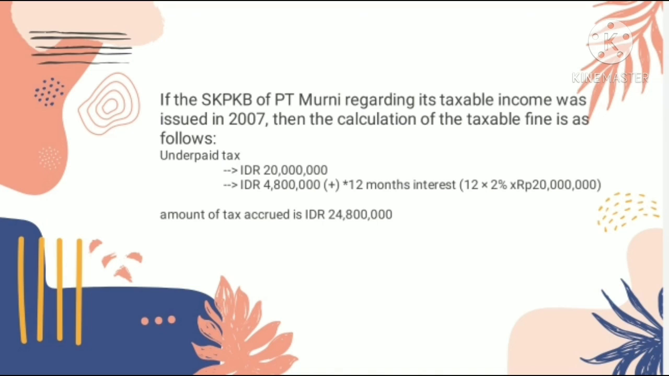Now, if the SKPKB of PT Murni regarding its taxable income was issued in 2007, then the calculation of the tax fine is as follows. Underpaid tax is 20 million, and then for the interest, we get the calculation 12 times 2% times 20 million. So we get 4.8 million. So the amount of tax accrued is 24.8 million.